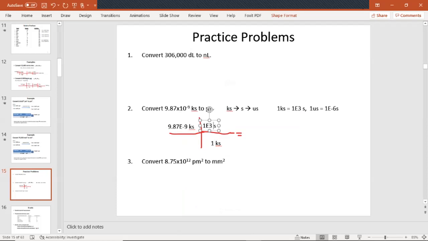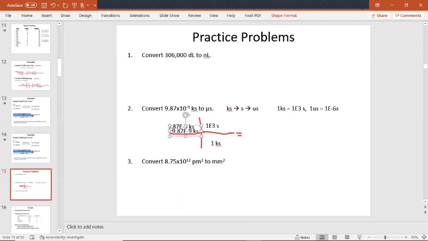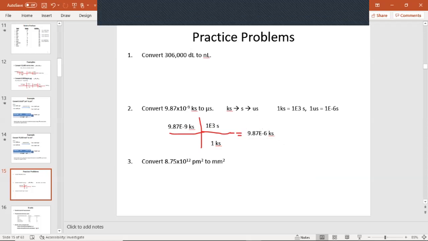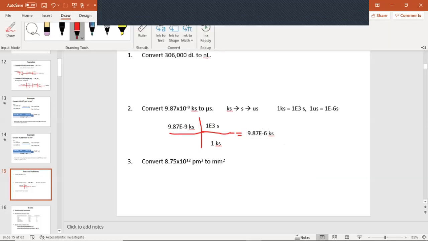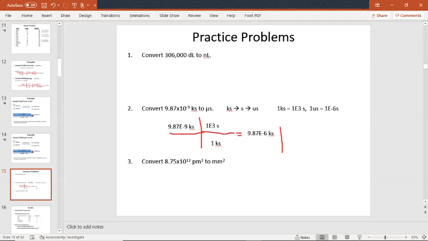Again, you can do this all in one step. I'll do the next one all in one step so you can see it, but here we're doing it in 2 steps. So again, when we multiply, we add exponents. So negative 9 plus 3 gives us negative 6. So this would be 9.87 e to the negative 6. Now that we have seconds, we can convert to microseconds.